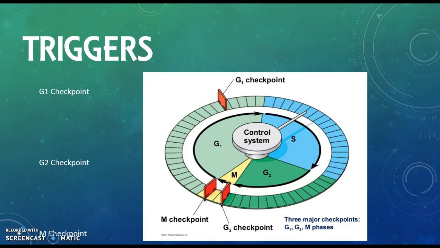The G2 checkpoint is making sure that everything is ready for mitosis. It's making sure that the cell is at the right size and that it's healthy and it has all of the synthesized proteins secreted and ready for mitosis. The M checkpoint is a checkpoint during mitosis.